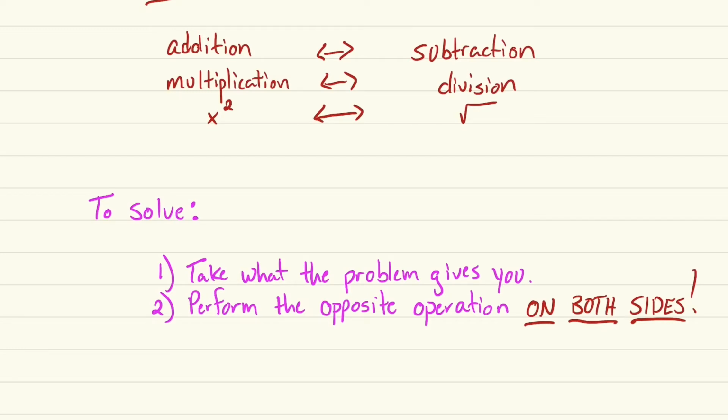Then comes step 2. We're going to do that opposite operation on both sides. And when you hear that term, on both sides, we mean specifically on both sides of the equal sign. So if I subtract 4 from the left, I have to subtract 4 from the right. What that does is ensure that whatever we're doing, we're doing to both sides of the equation equally, keeping everything nice and balanced. So, let's take a look at how to solve these problems.